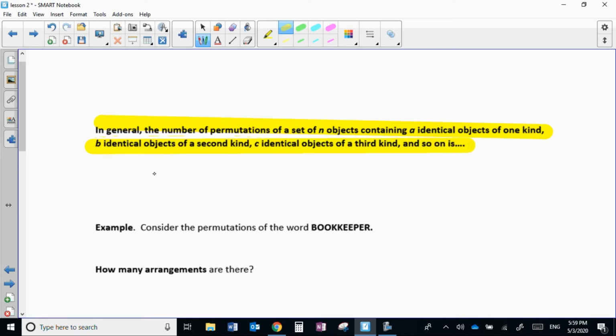So the number of permutations is n factorial, if there are n objects, divided by A factorial if there are A identical objects of one kind, B factorial for B identical objects of another kind, C factorial for C identical objects of a third kind, and so on. That's what that looks like. Let me just clean that up a bit, with a dot, dot, dot there.